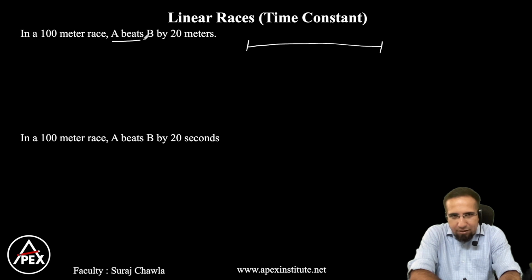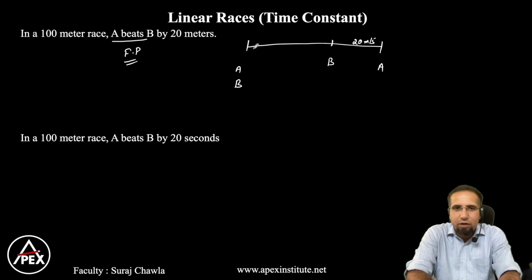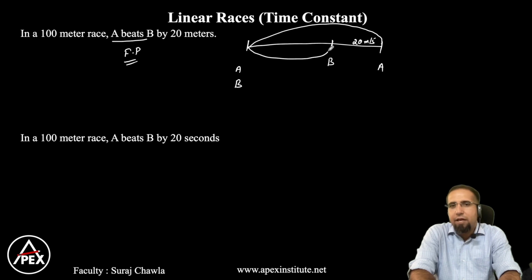That means A is at the finishing point. This is something which is very important. Okay. So A is at the finishing point and A beats B by 20 meters. That means B is 20 meters behind A. So both of them have started the race here. So what can I conclude? The time in which A covers 100 meters, in that time B covers 80 meters.